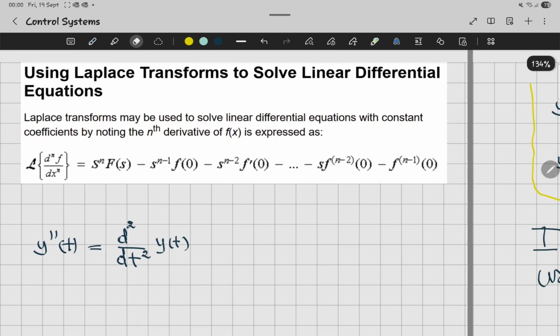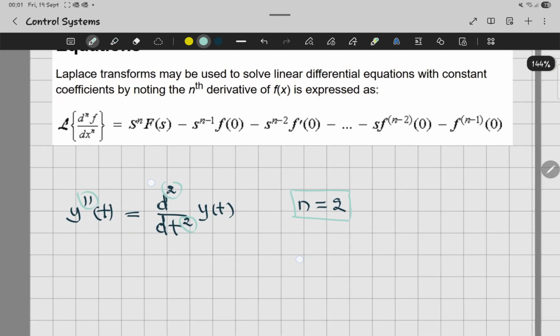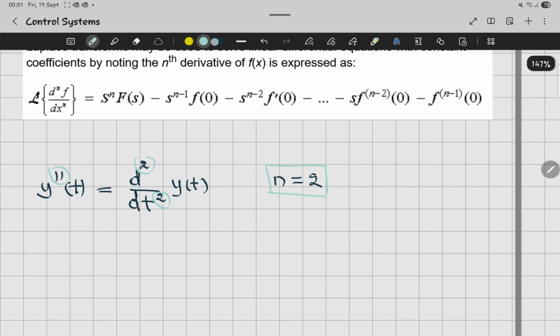Using the Laplace transform, we can solve linear equations with constants. The first thing we need to do is determine the power. In this equation, n equals 2. This is the value, the power of n. That's why we see n equal to 2. We're going to use that formula and find the result. So this is what we get.